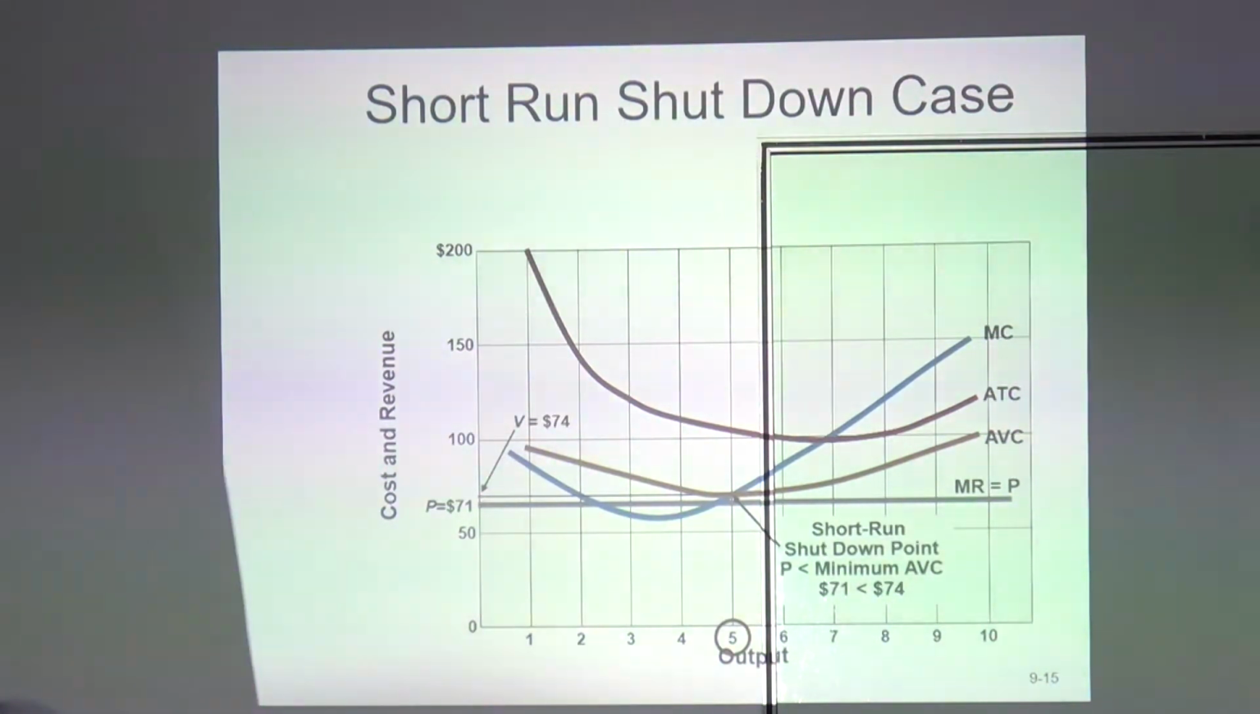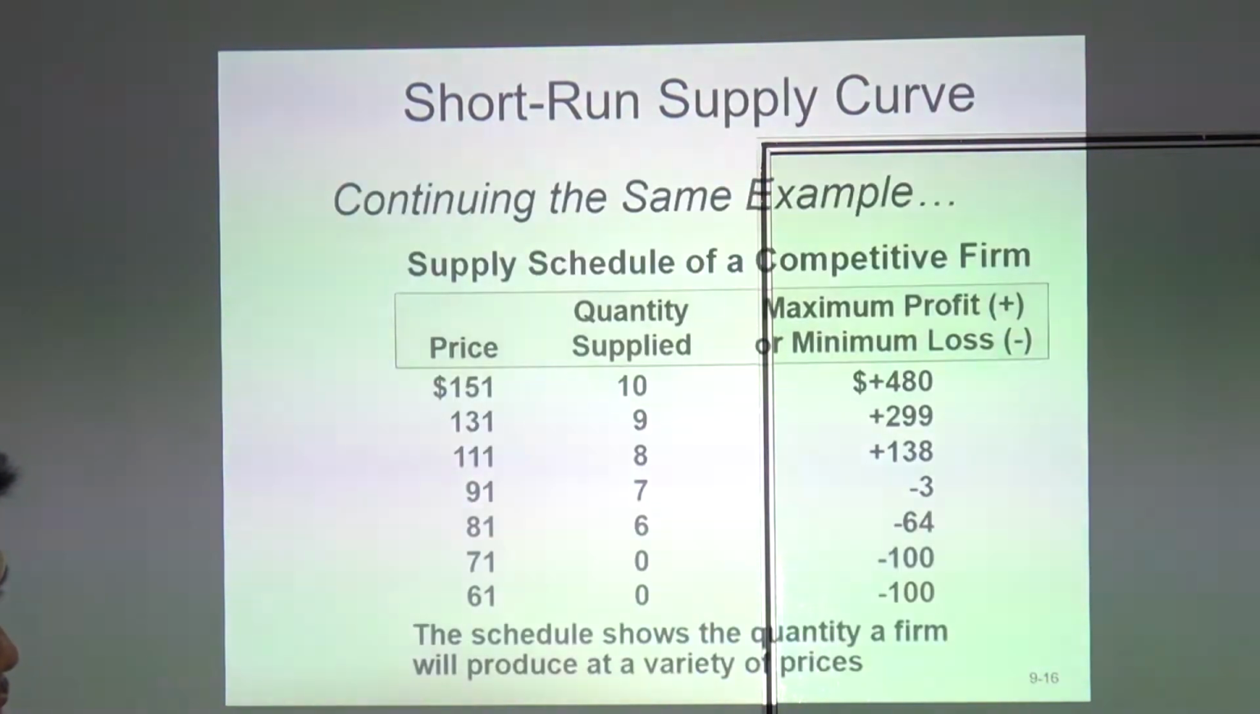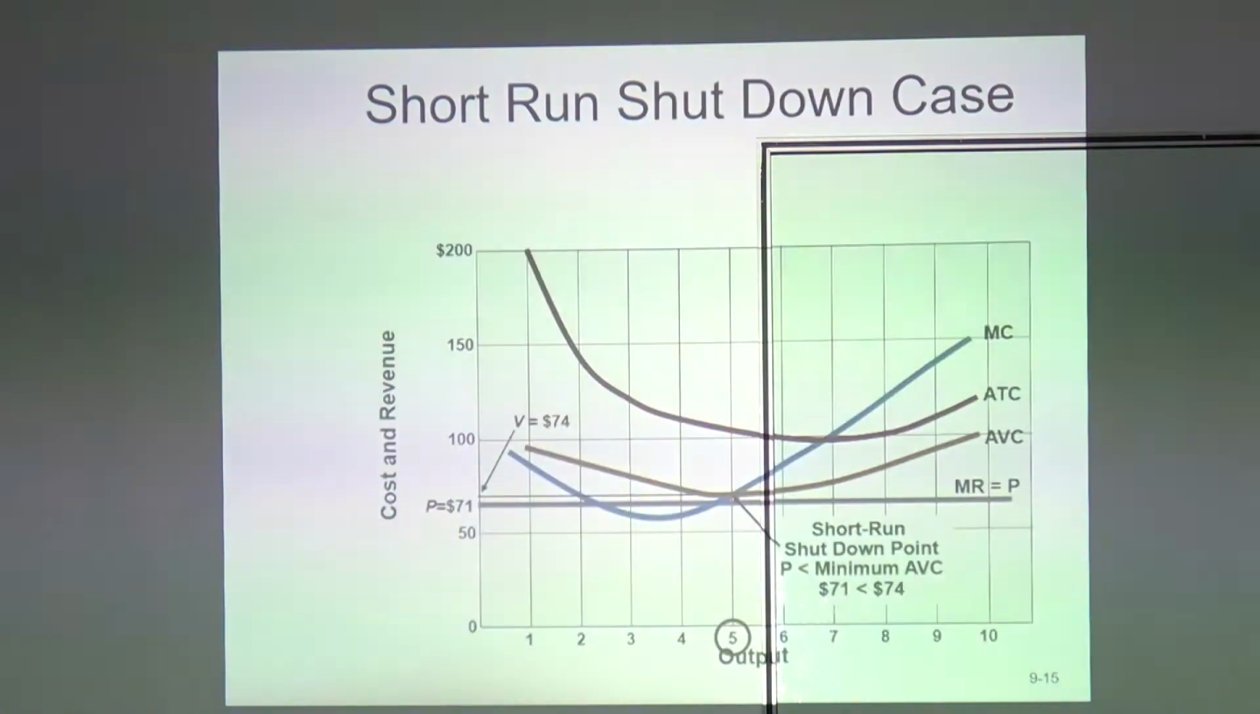Slide 15. Short run shutdown case. Okay, this is a short run shutdown case. Observe results. Cost and revenue. $200, 150, 150, 0, 1, 2, 3, 4. Slide 16. Short run supply curve.